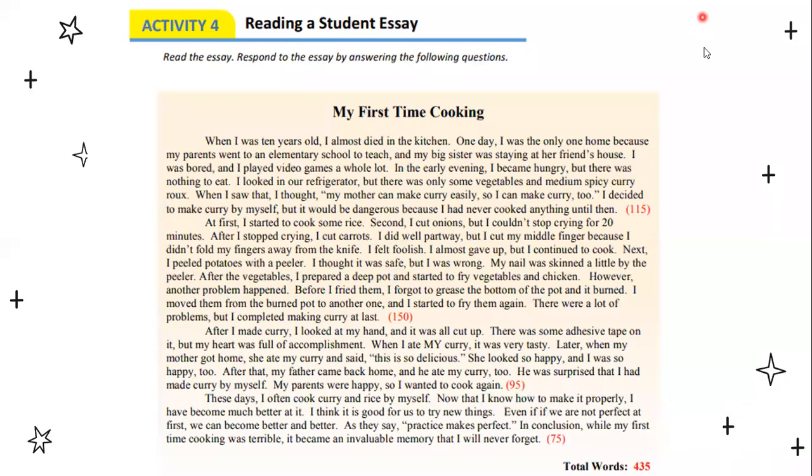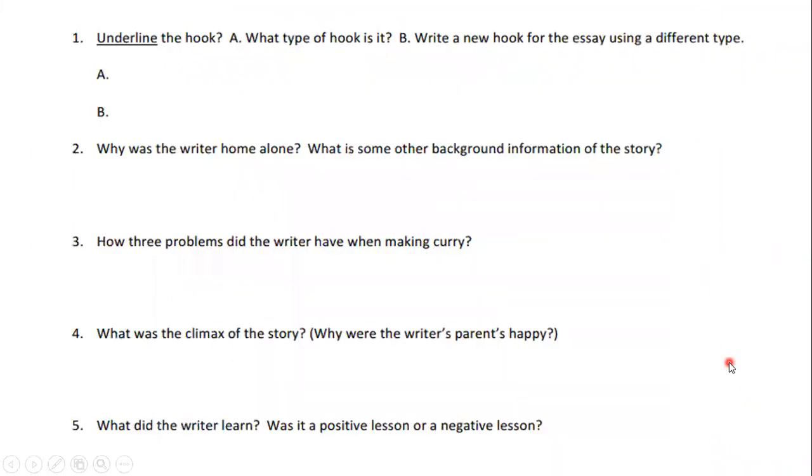Now, activity number 4, you're going to read the student essay and respond to the questions that follow. So same as the previous exercise. You're going to underline the hook in this essay. You're going to tell me what type of hook this is. We have 5 types. What is the type of this hook? And write a new hook for this essay using a different type than the one used. Okay? So you will answer A and B.